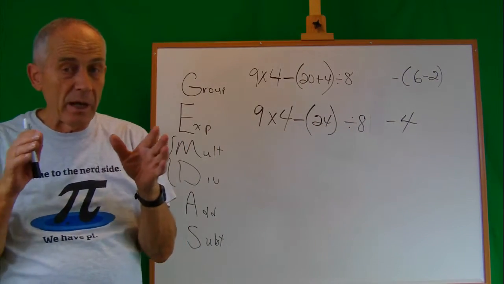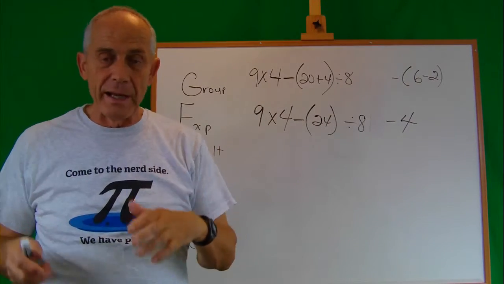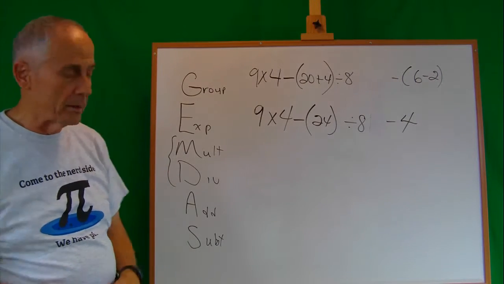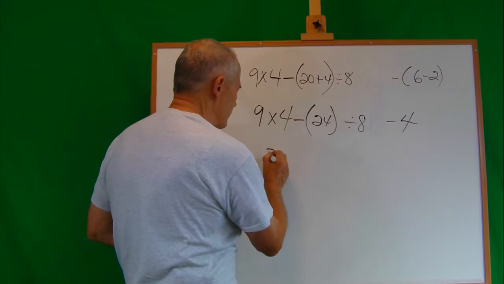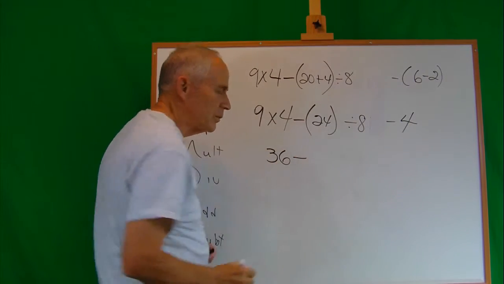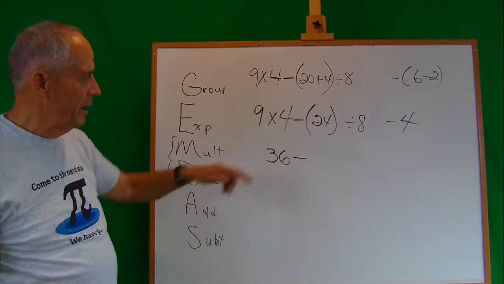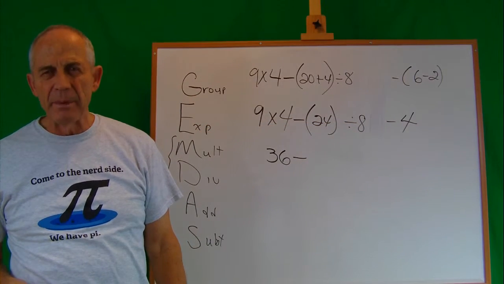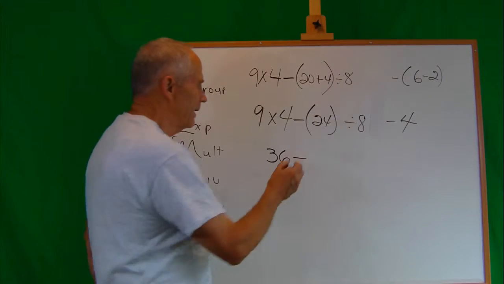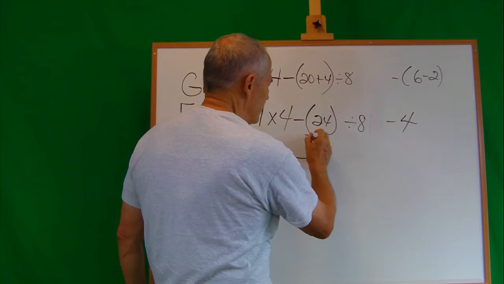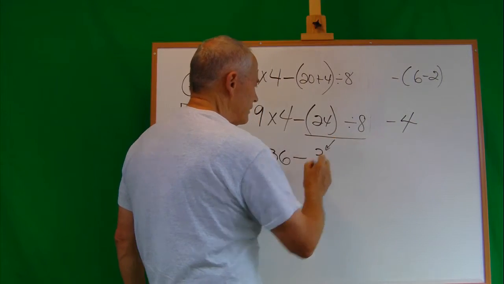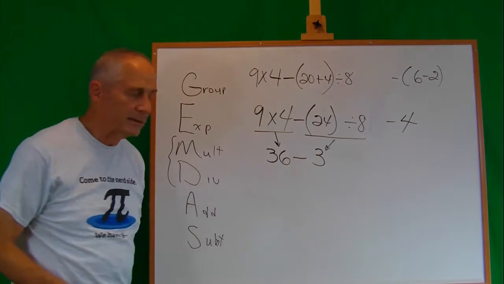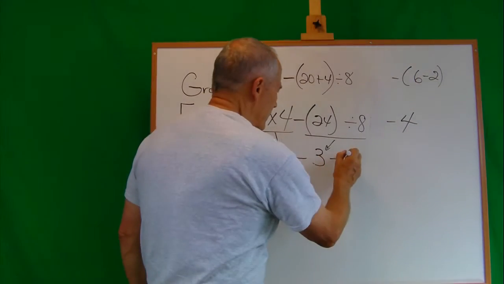And once I decide what I need to do, I go from left to right. So I'm going to start right here. I'm going to do that 9 times 4. That is 36. That's a subtraction, so I'm not going to do it now. But the next thing I've got here is this division. It's 24 divided by 8. And that is 3. So that whole thing there was replaced by that. So now my problem looks like this.